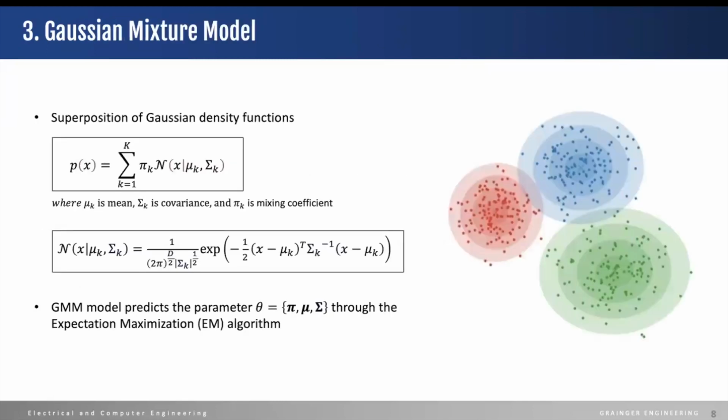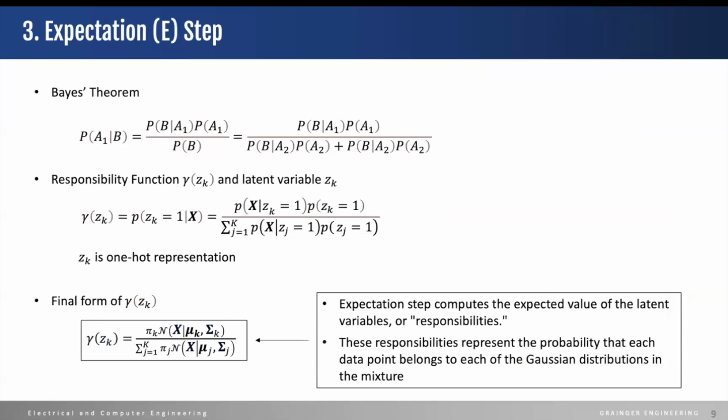Gaussian mixture model is basically a superposition of Gaussians parameterized at different means and variances. Once again, I won't be talking about details, but to summarize, the Gaussian mixture model tries to predict the parameter theta for each Gaussian by using the expectation maximization algorithm. In the expectation step, it computes the expected values of the latent variable, or what we call the responsibility values. These responsibility values represent the probability that each data point belongs to each of the Gaussian distributions in the mixture.